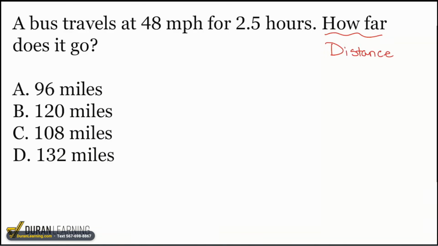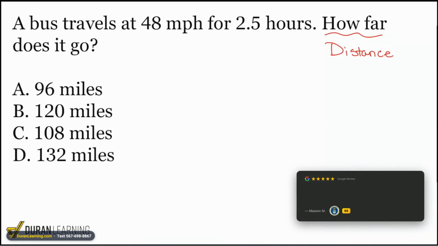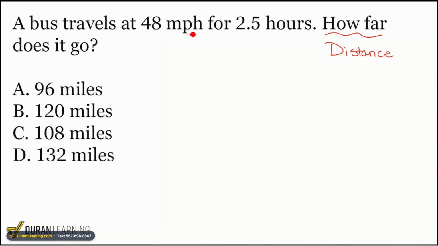And if we take a look at these clues that we're given, hey, a bus travels at 48 miles per hour for 2.5 hours. Oh, yeah, for sure. We are looking at a distance, rate, and time question. Now, before I even get to the reason why, I want you to answer that for me. Because, sure, 2.5 hours, that's time. This is distance. But what gives away that 48 mph is a rate? What gives it away? The word per.